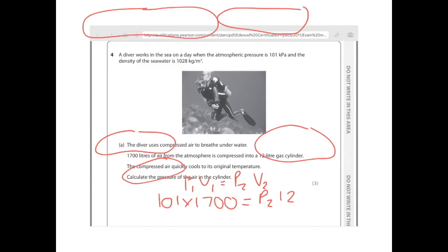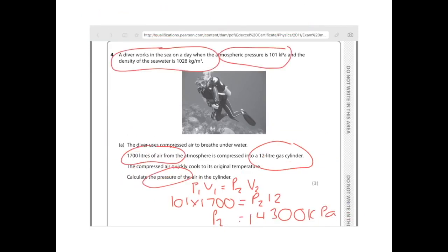And then the way to work this out is work out the left-hand side first of all. So 101 times 1,700. And then divide both sides by 12. And then when you round that to 3 sig fig, you're going to get P2 equals 14300. The units will be kilopascals.